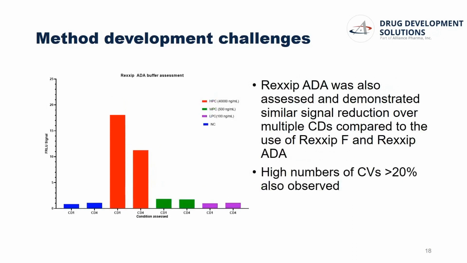Just to test all the other buffers, we also tested Rexip ADA as diluent for the samples and also as diluent for the conjugated reagent, and we observed exactly the same thing in terms of loss of signal over time. The other thing that was very apparent throughout these experiments is that the loss of signal was also associated with higher precision failure.